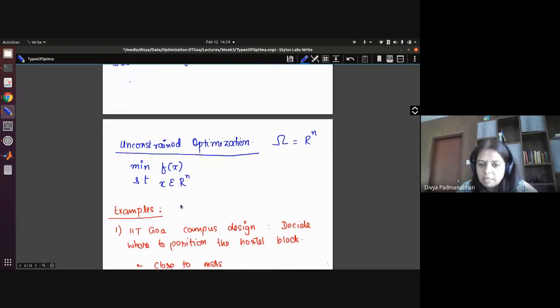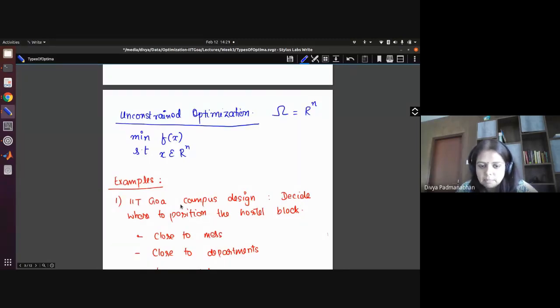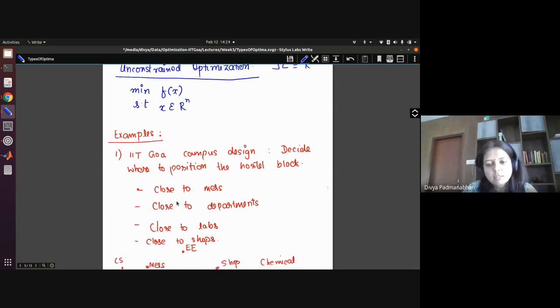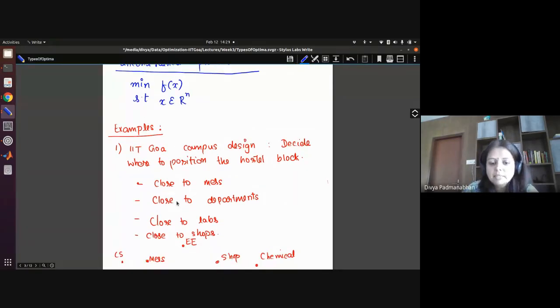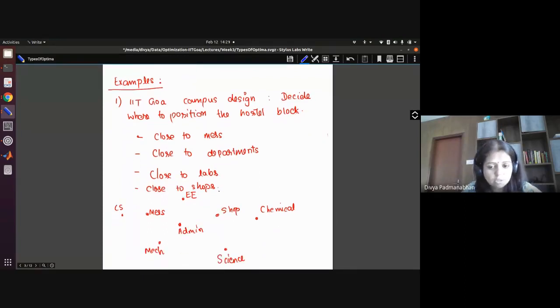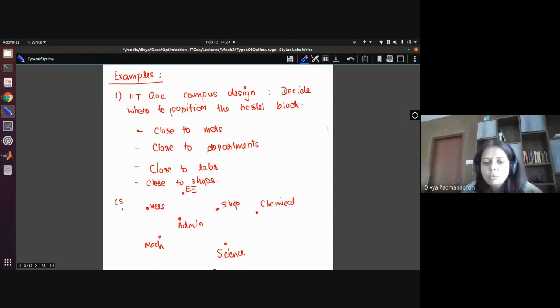So for that, I've just constructed some examples here. One is, again, the IIT Goa campus design. Earlier we saw a use case where you wanted to position some security guards. Now we're looking at a different problem, where you want to position the hostel block. Some things are already done, like you have a mess, some of the departments and the labs, and there's also a shop, and in the midst of all this, you want to position a hostel block appropriately. You want to position it in such a way that you're close to all these areas which you will tend to visit often.